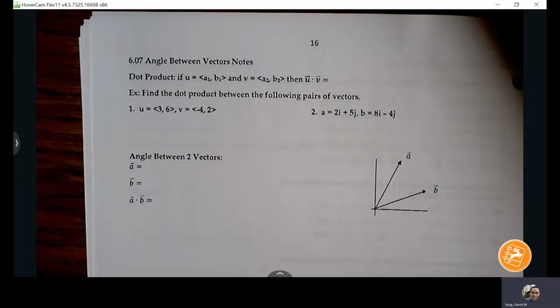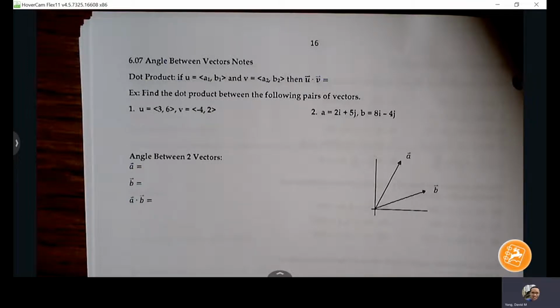quiz on Wednesday. Okay, so today we're going to be focusing on formulas like number 5 and 6, dot product and angle between vectors. We've done everything up to this point. Magnitude is just Pythagorean theorem. Direction is just tangent. Component form is just subtracting the x's and y's to get the horizontal and vertical displacement.